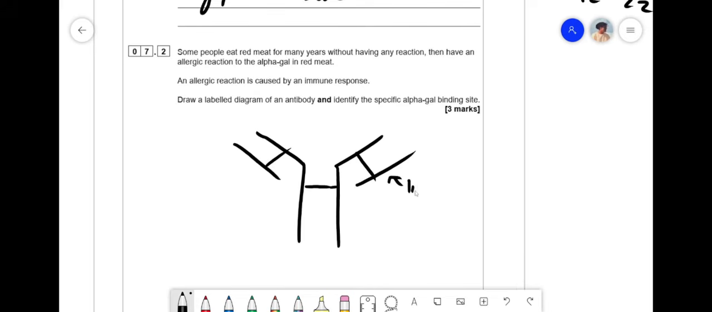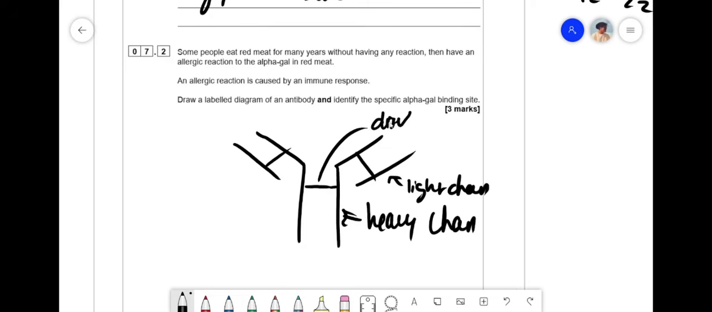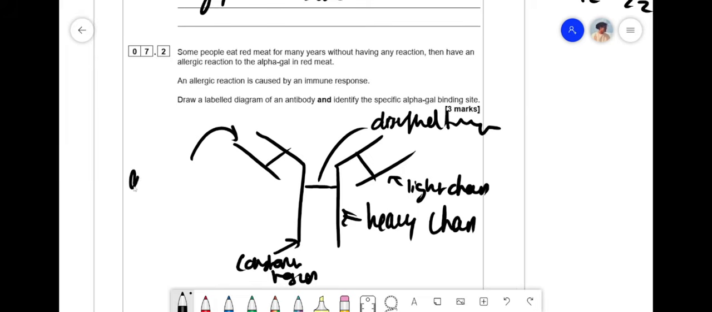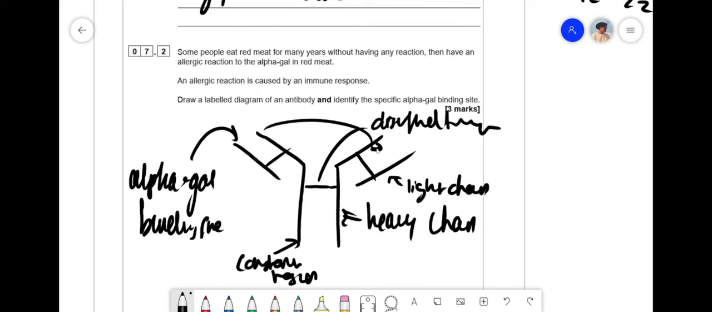So this is a light chain. This is a heavy chain. That's a disulfide bridge. Ignore my handwriting, that's absolutely disgusting. This is the constant region. And then this is your alpha-gal binding site, your variable region. And also that one as well there. You can make an Nisa diagram of that.